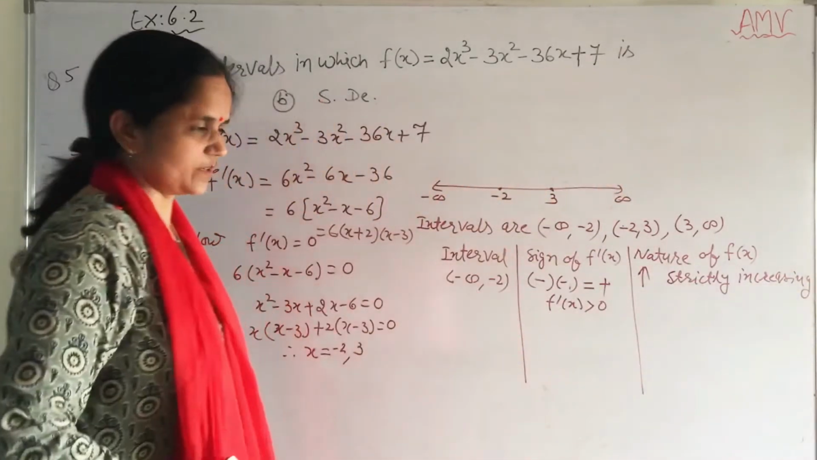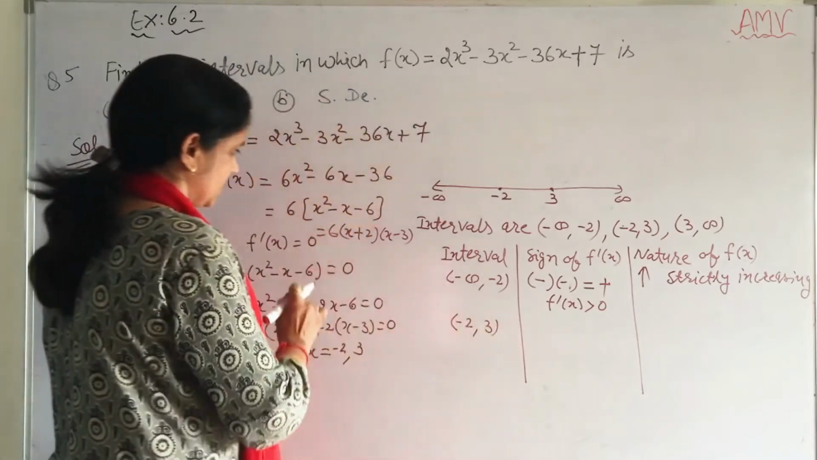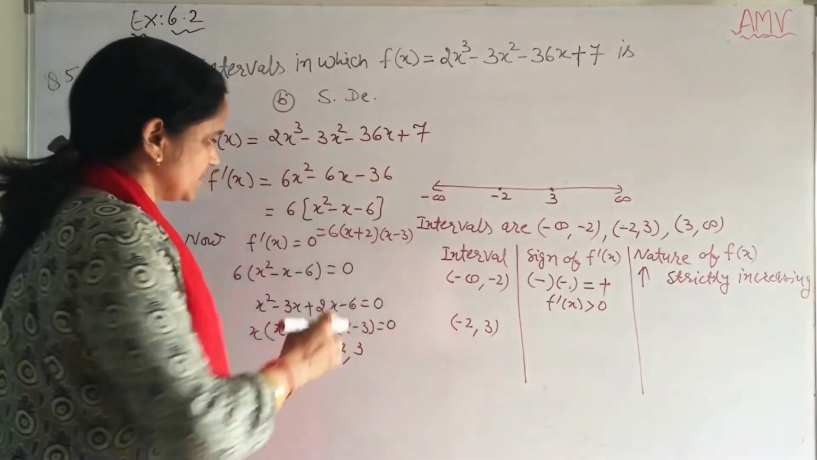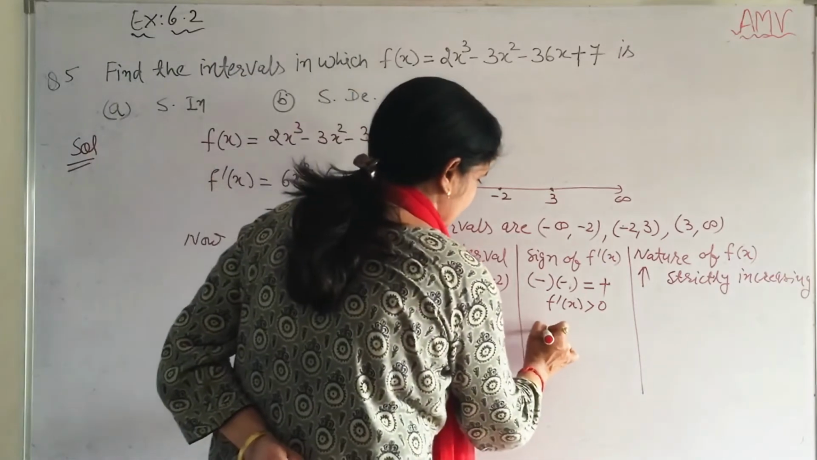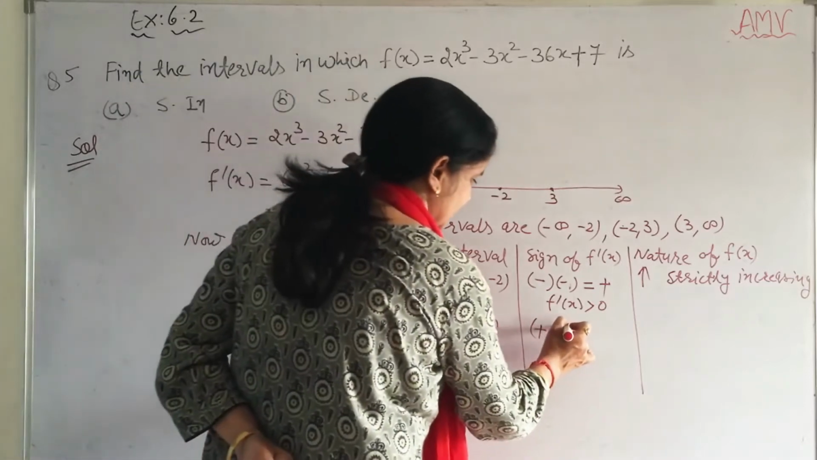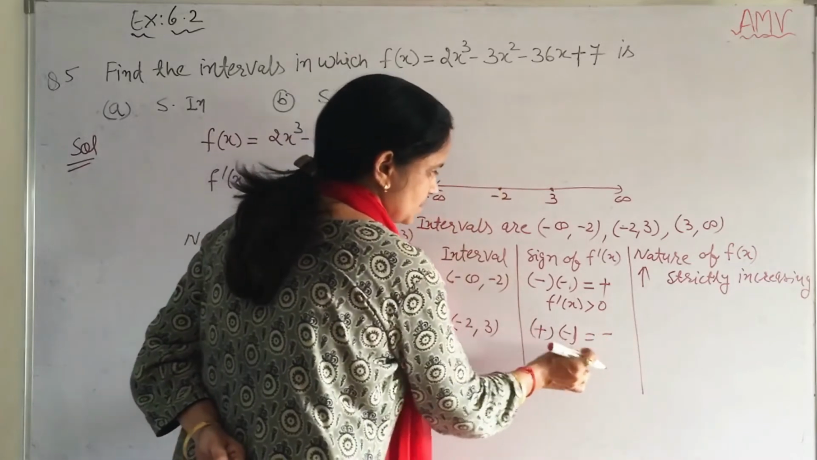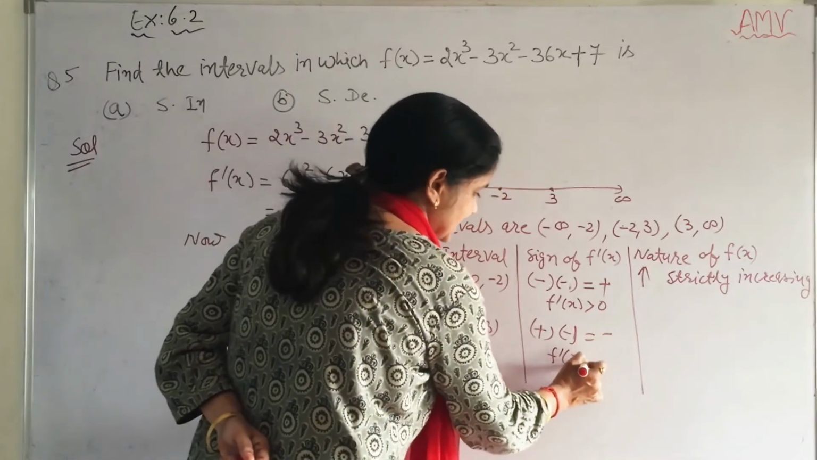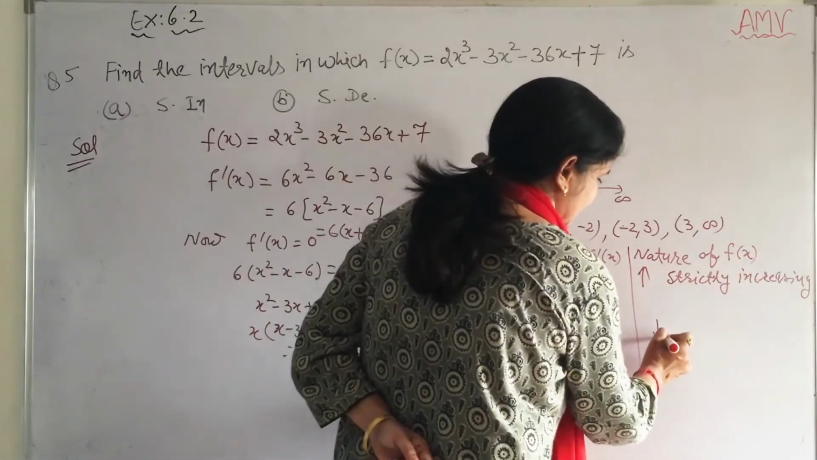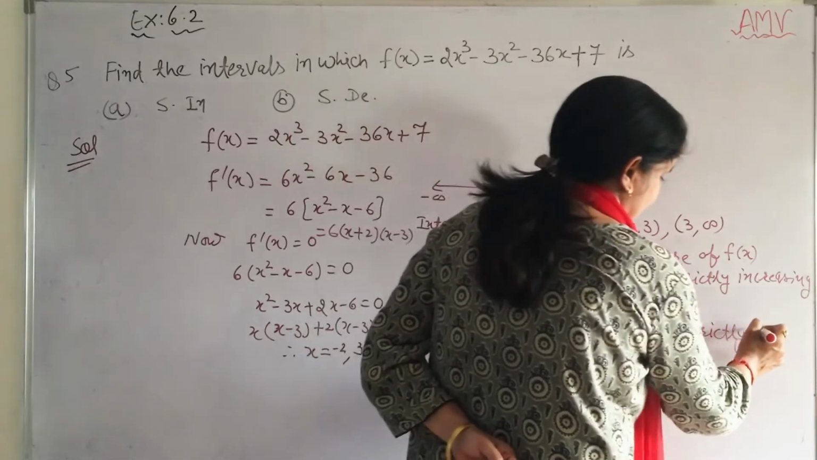Next interval, take minus 2 to 3. Now substitute any value in these factors. If you take 1, then x plus 2 is positive, and here 1 minus 3 is negative. So the answer is negative only. Plus into minus is minus. So f dash x is less than 0. Here the nature of f(x) is decreasing. You have to write strictly decreasing.